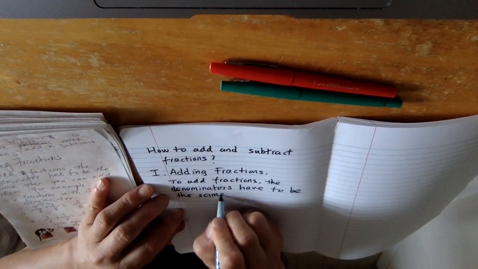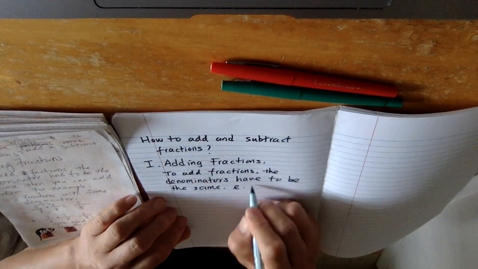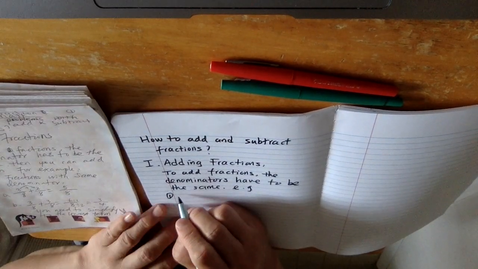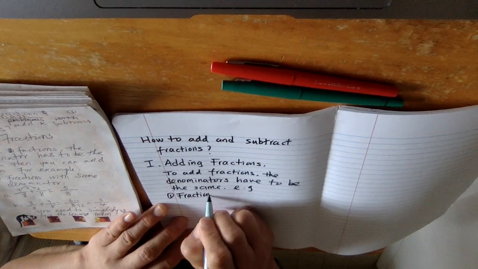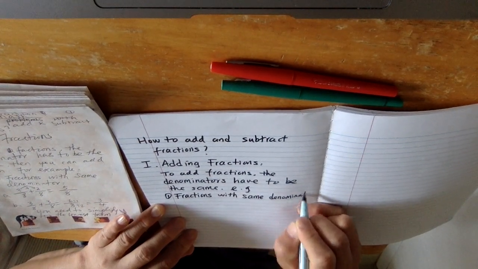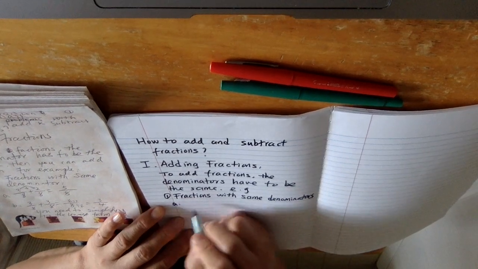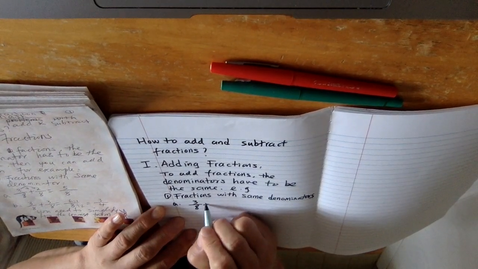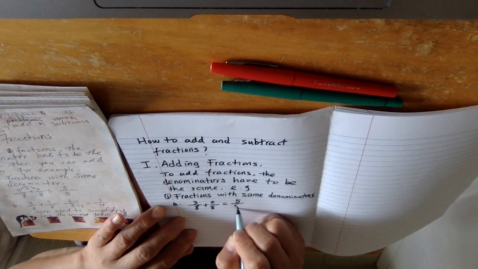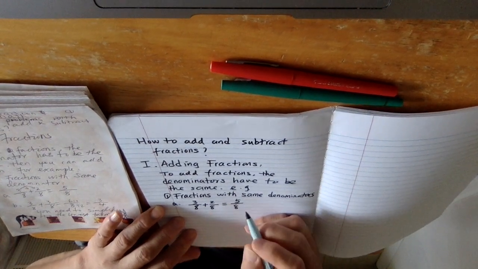For example, number 1, fractions with the same denominators. A, 3/8 plus 2/8 equals 5/8. All you have to do is 3 plus 2.